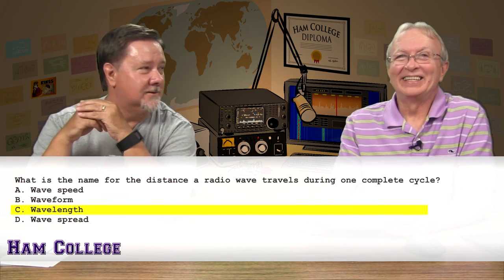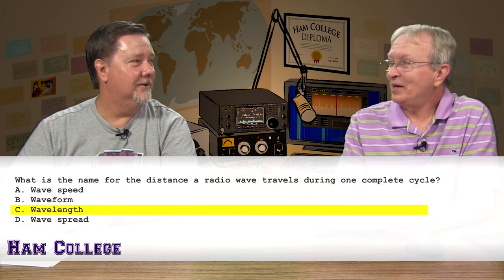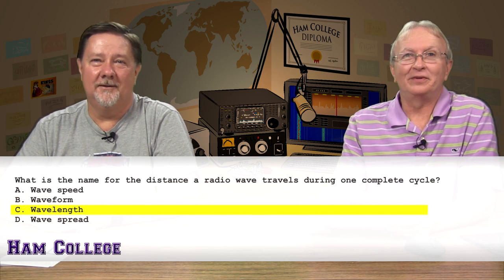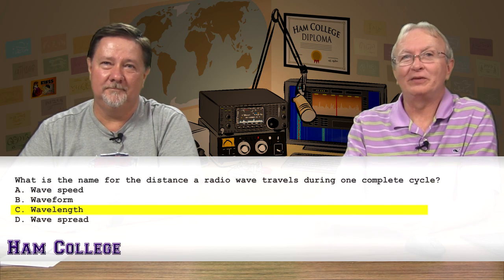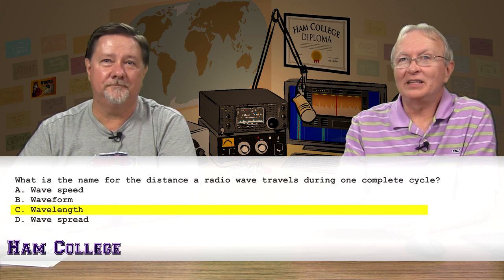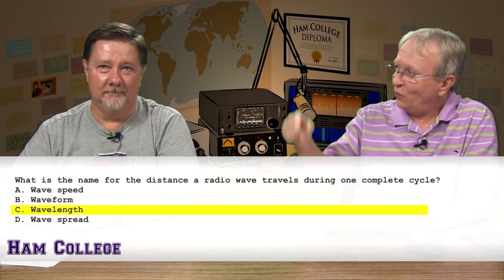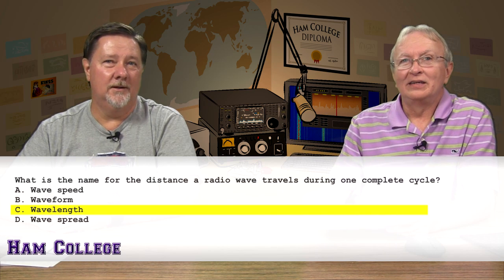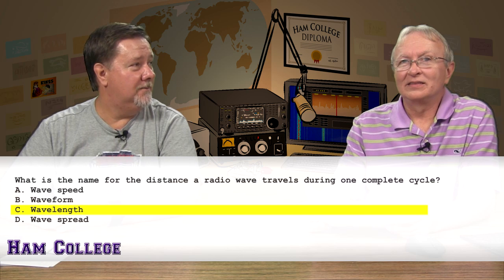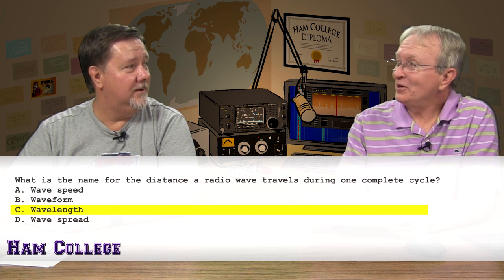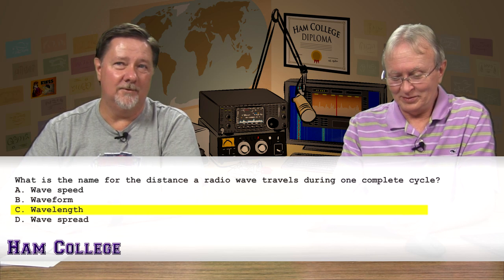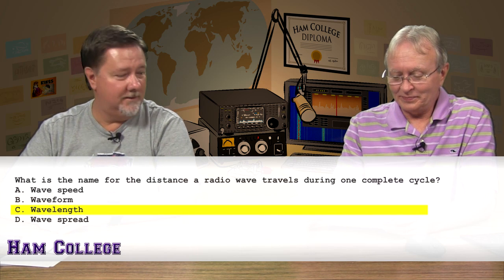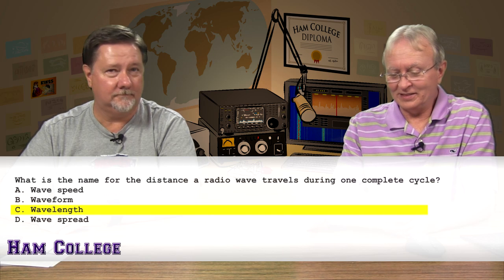Wait, let's discuss this a little bit more. Well, it's not wave speed. I don't know of that term. Waveform is what we were looking at on a scope. That was a waveform, the sine wave. Wavelength is the distance that it travels in one complete cycle. And wave spread, that's just some junk they made up to put on the test. It's kind of like Vegemite, isn't it? Okay, so it's wavelength. All right, so let's get on to the next one here.